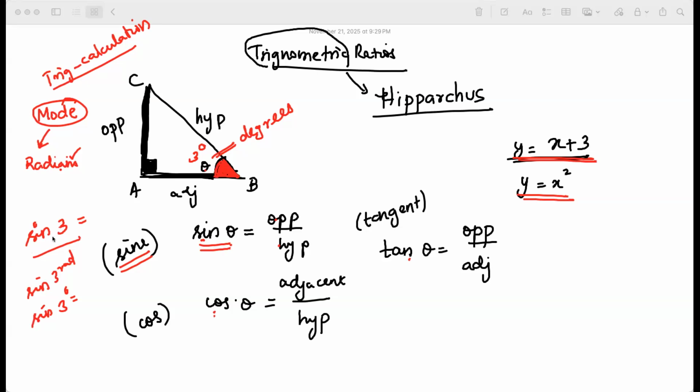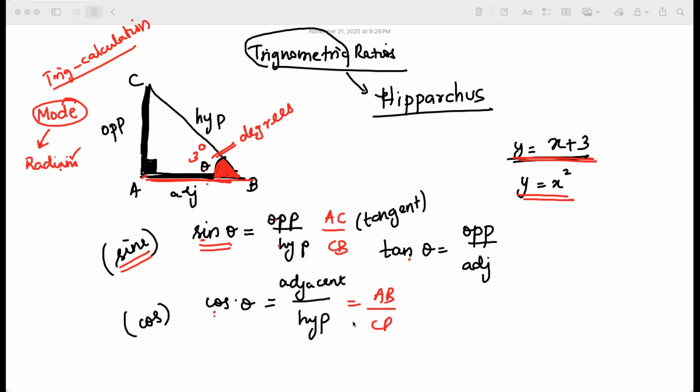Okay, now, so sine of the angle will be equal to opposite by hypotenuse, means AC by CB. Cos of the angle is adjacent. What is adjacent? The side that's adjacent to the angle, sitting nearby the angle, will be AB by CB. Tan of the angle will be the side that's opposite, CA by AB. Any questions, guys?